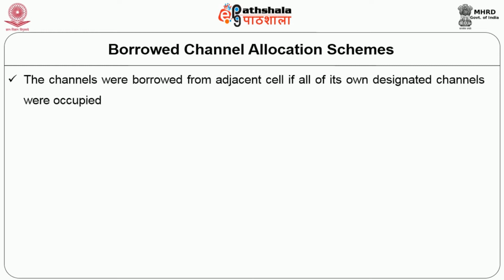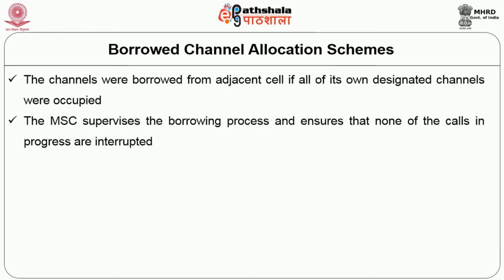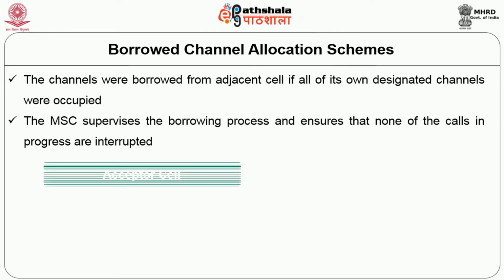Just a variation to this scheme is the borrowed channel allocation scheme, in which when the channels allocated to a particular cell get exhausted, then a very interesting thing is done, which we Indians are very good at: borrow the channels from the neighboring cells. This is known as the borrowed channel allocation scheme. The channels are borrowed from an adjacent cell if all the designated channels have been occupied. Now, care has to be taken to ensure that none of the calls in progress are interrupted, either of the neighboring cell or of the current cell.